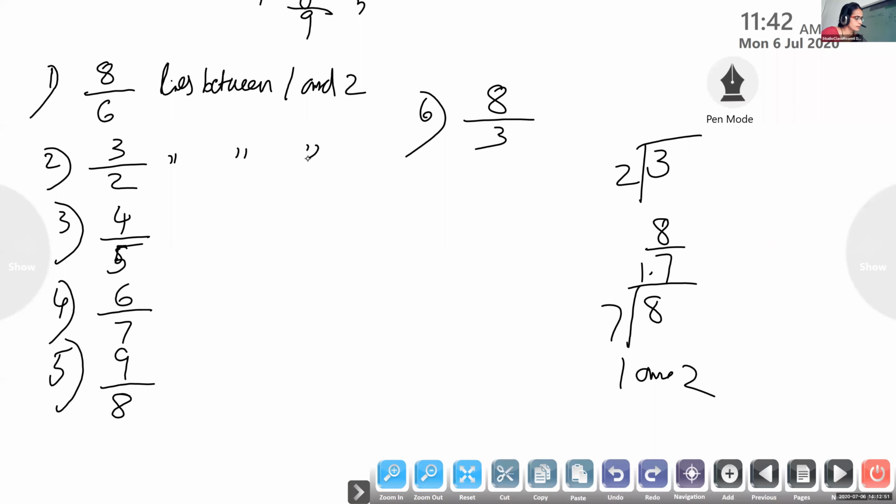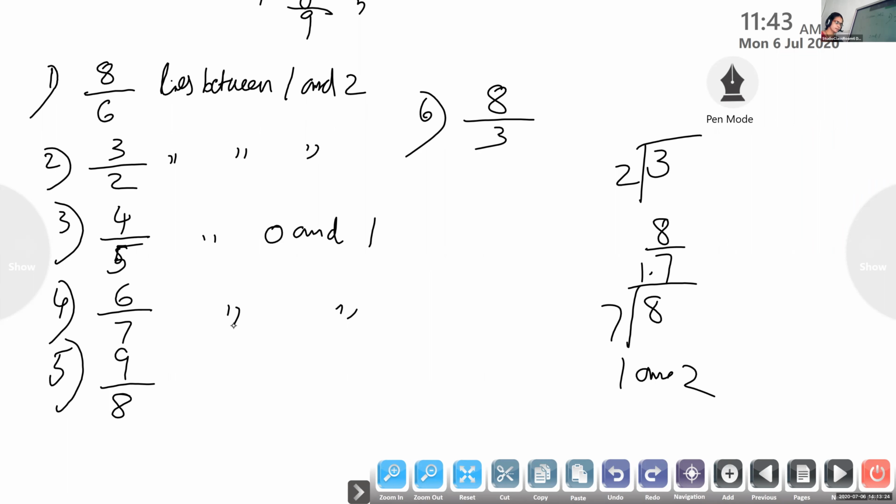Shasa: 6 by 7 lies between 0 and 1. Keep quiet, others. 0 and 1.